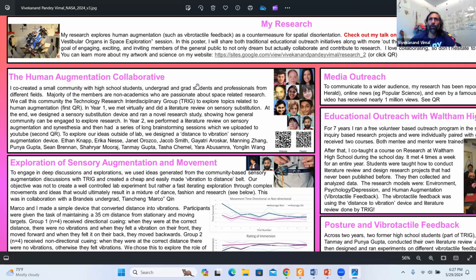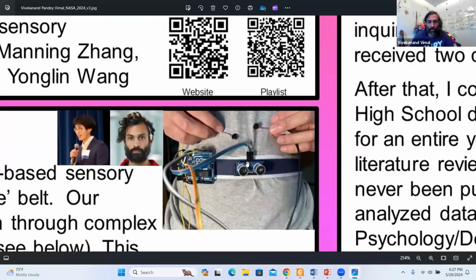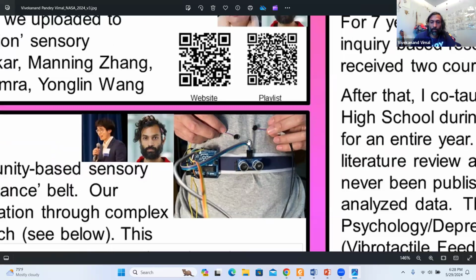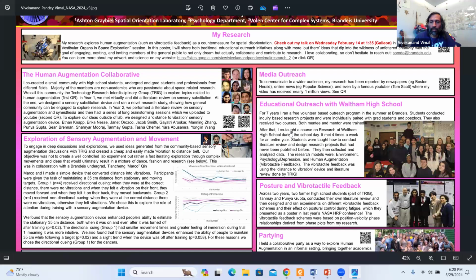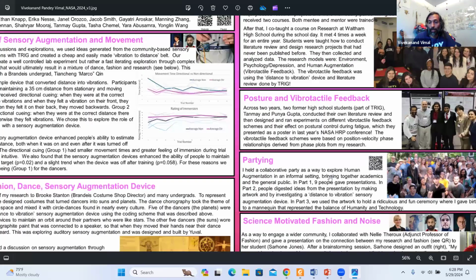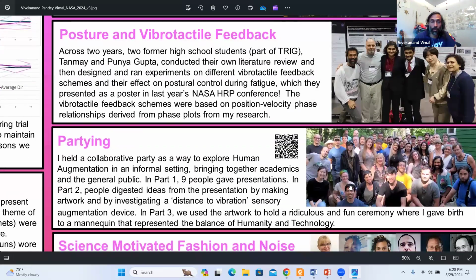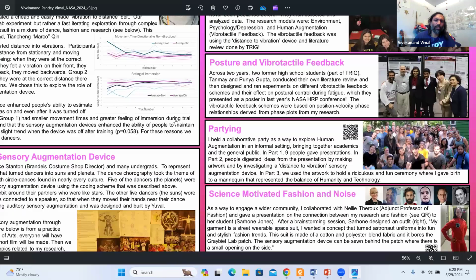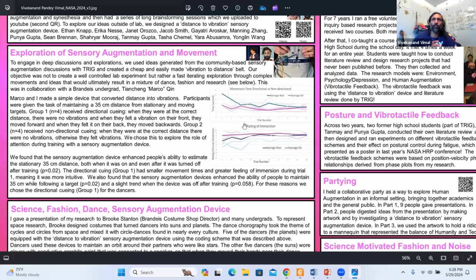And in the second year, we explored synesthesia and sensory augmentation. Sensory augmentation is where you take an existing sense and you enhance it, you add something to it. And part of the device that we created was this device right over here. You can see it zoomed up. It's just an ultrasonic detector that detects how far away something is, and then it converts it into these vibrations, and you can wear it as a belt. I've used this device for educational outreach at Waltham. I've used it for partying, where people came together around the topic of human augmentation and tried it out. And then I also had an undergrad who looked at different ways of coding it.